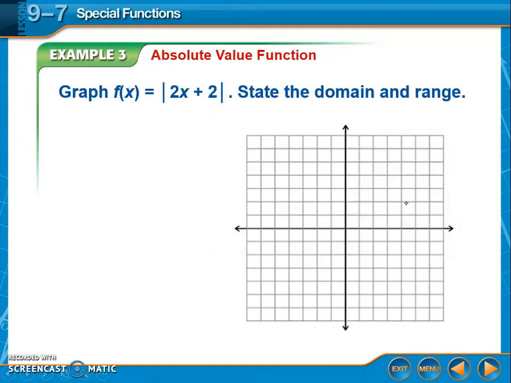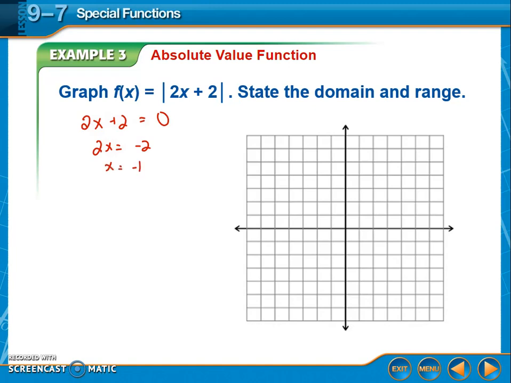Okay, so first thing I want to do is figure out where my vertex is going to be, the point of the absolute value function. Now absolute value is always going to give us a positive number. So that means that anything that's going to be less than 0 isn't possible. So I want to figure out the lowest it's going to be, and that's going to be when it's 0. So I solve this and I get 2x equals -2.